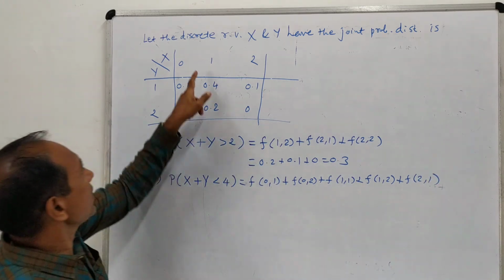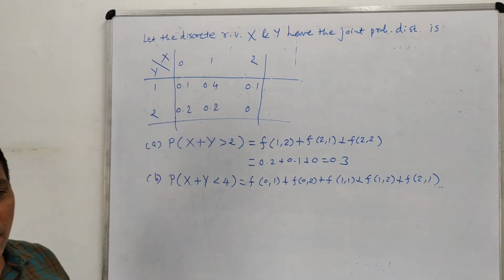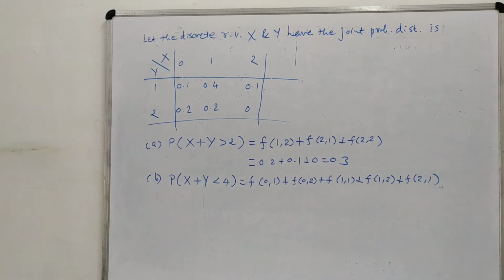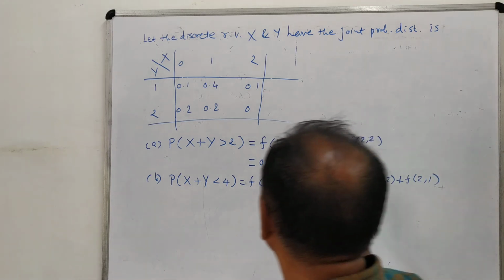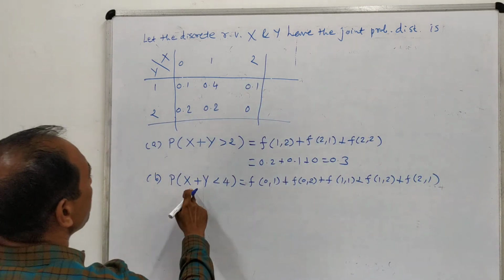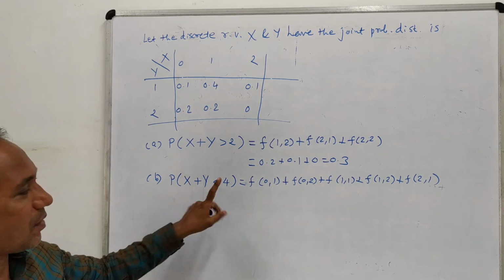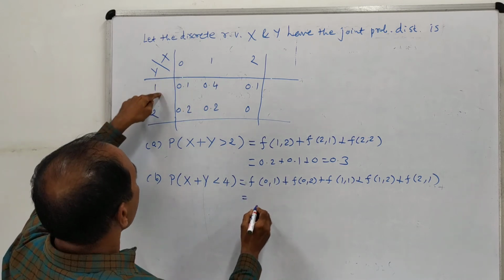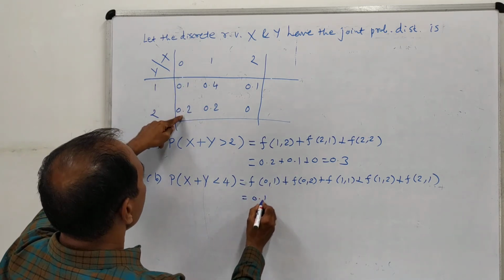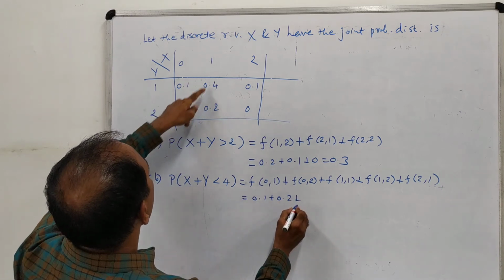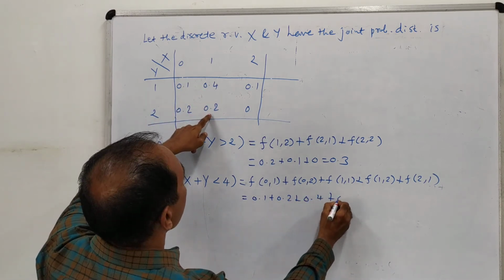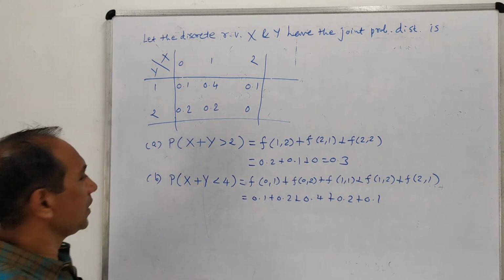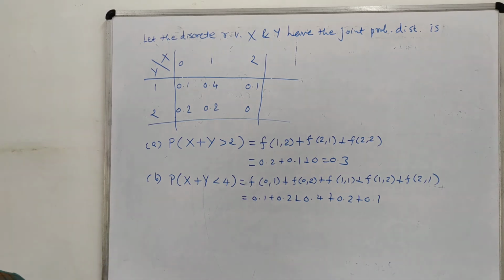Here you must remember that x is written first in the pair x comma y, and then y is written. So f of 2 comma 2 we cannot write because it is 4, and 4 less than 4 is not possible. So we have these values: f of 0, 1 is 0.1, f of 0, 2 is 0.2, f of 1, 1 is 0.4, f of 1, 2 is 0.2, f of 2, 1 is 0.1. So the total of these will be our required answer.